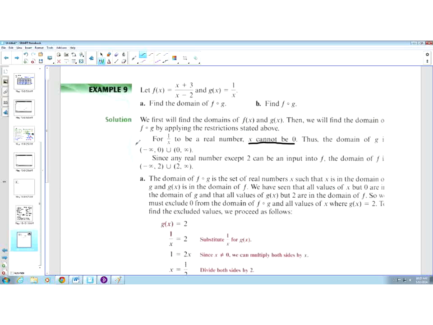So the domain of g, written using interval notation, is any number that's not 0. I'll assume that you're familiar with this alternative form of interval notation. And for f, since any real number except 2 can be an input to f, the domain of f is here. So here we have the domains of these rational functions. Now we want to compute the domain of the composition.